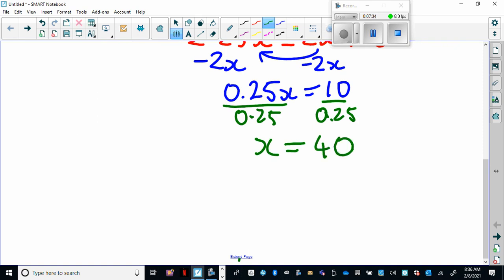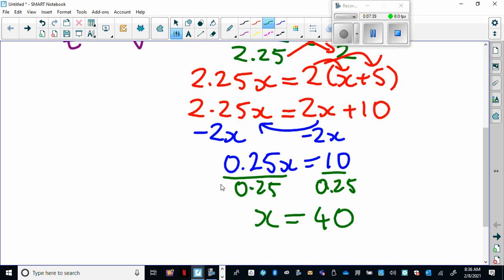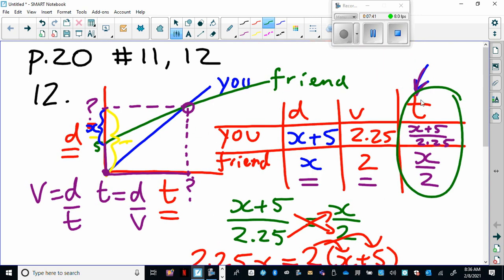Okay, and then be careful, because that's not the answer to the question necessarily, because you have to go back to your chart, or your table here, and ask what's the value of x? It's this one right here. That is the distance that your friend traveled. So in other words, your friend traveled 40 meters. You traveled 45 meters. And to get the time values, you're going to take that value of 40 and plug it in right here and here.